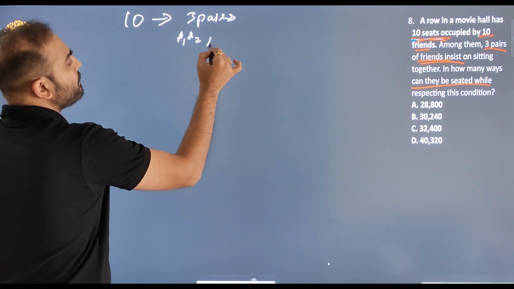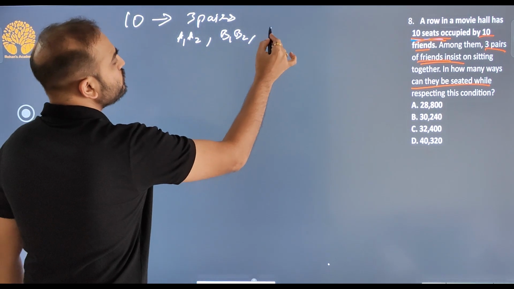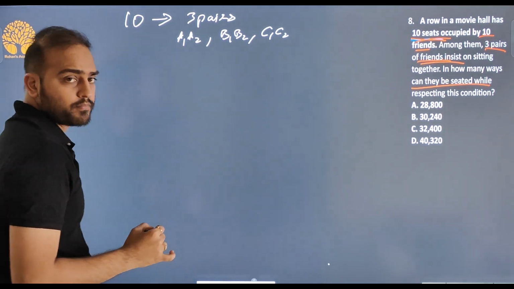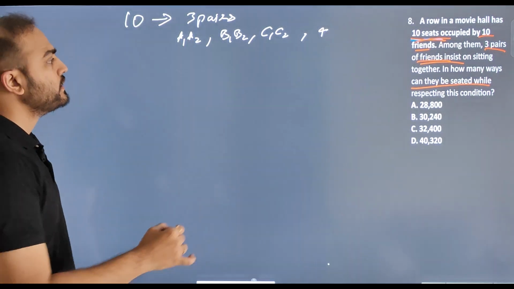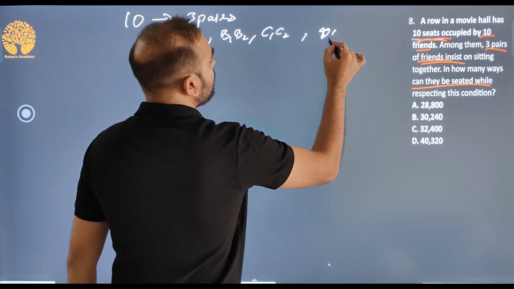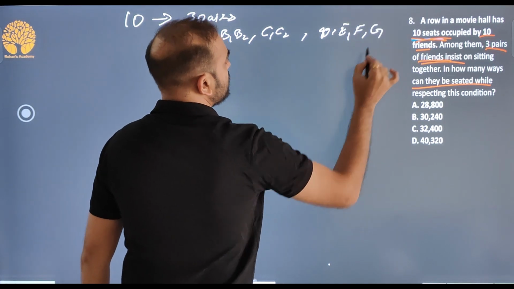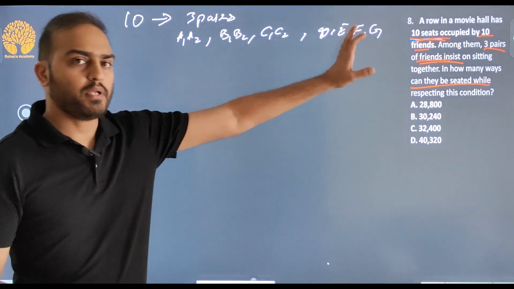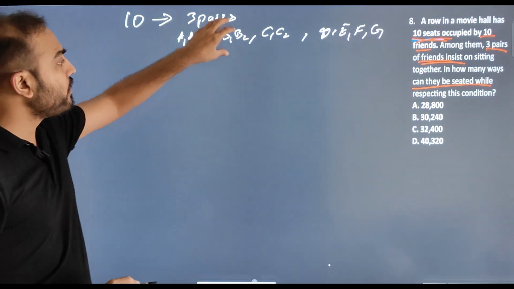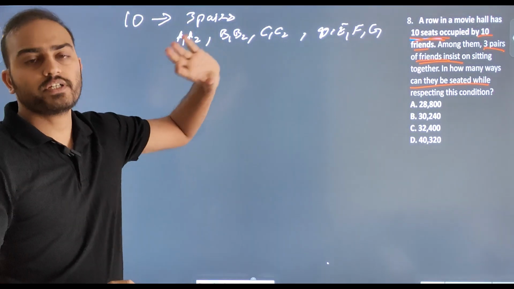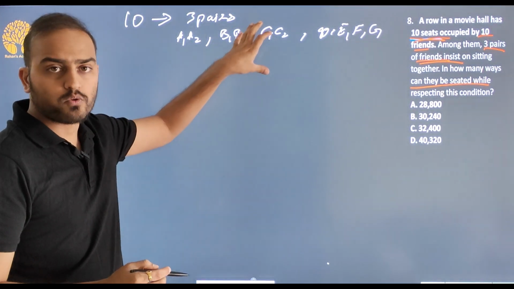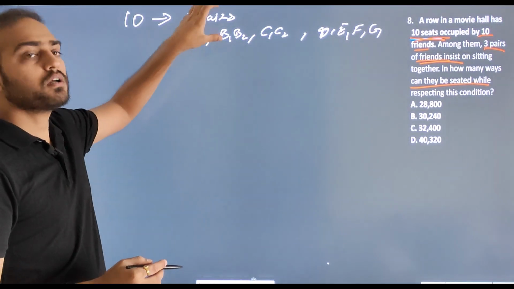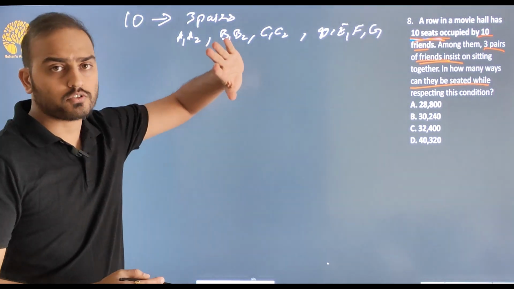Say A1, A2, pair number 1, B1, B2, pair number 2, C1, C2, pair number 3. Apart from these 6, there are 4 more people, say D, E, F, and G. So these are my 10 people. Now, these pairs want to sit together. But this does not mean that A1, A2 has to sit with B1, B2. A1, A2 will sit together. They can sit away from B1, B2 also.